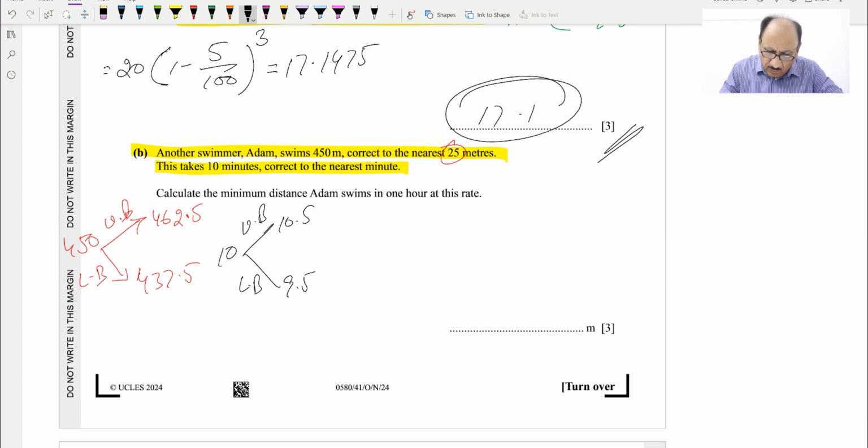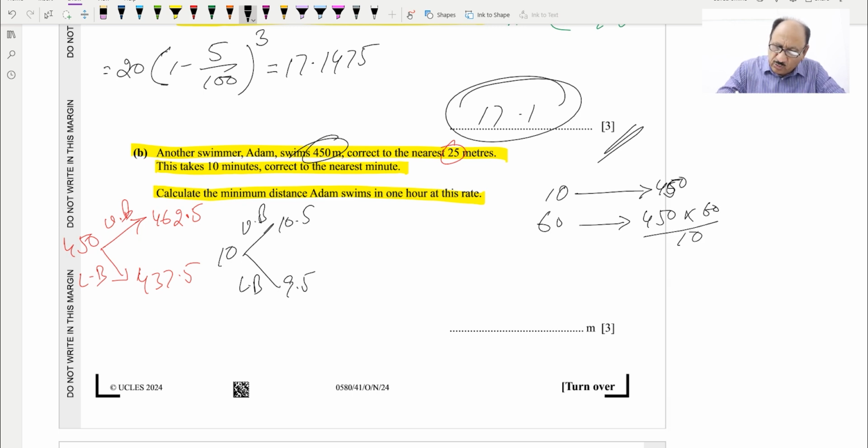So we have taken the lower and upper bounds, and then they are saying calculate the minimum distance Adam swims in 1 hour at this rate. If in 10 minutes he's covering 450 meters, in 60 minutes how many meters will he be covering? So it will be 450 into 60 over 10. This is what we would do if the question did not involve bounds.